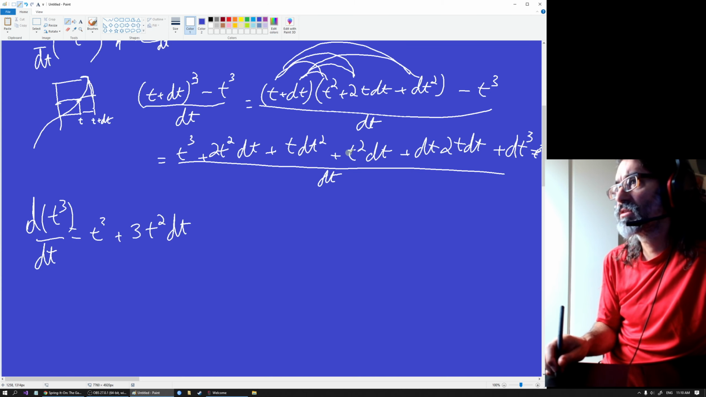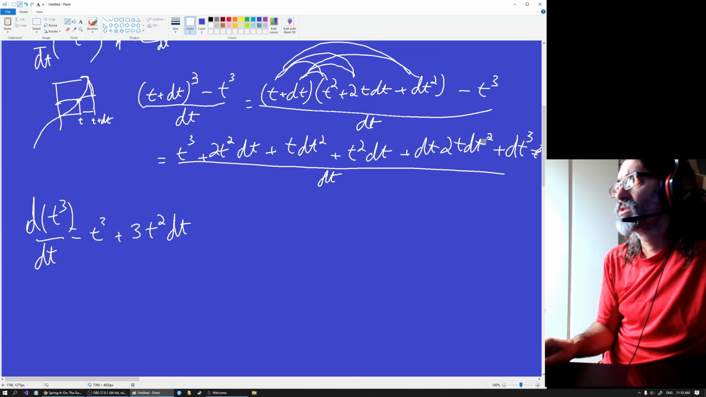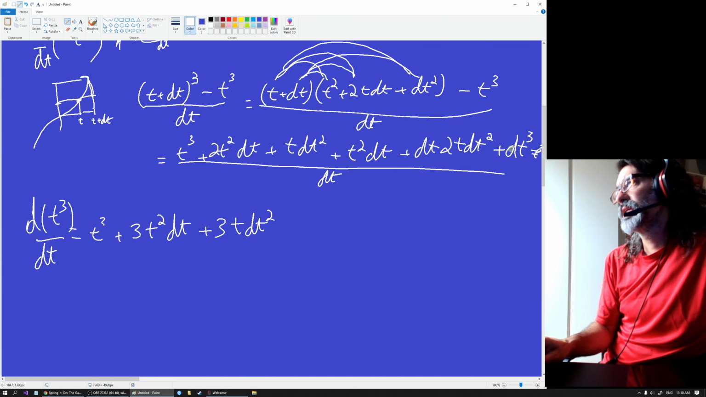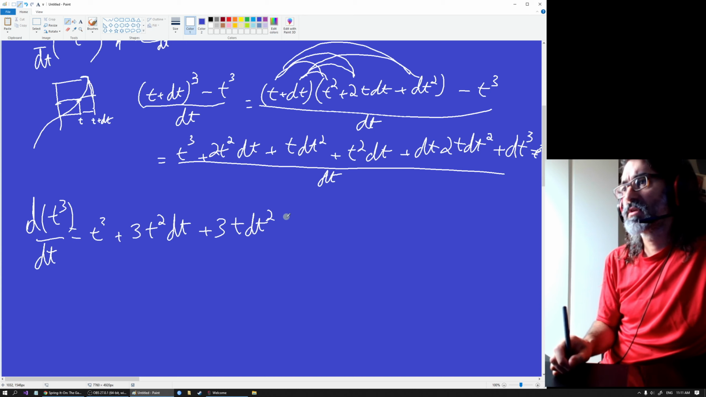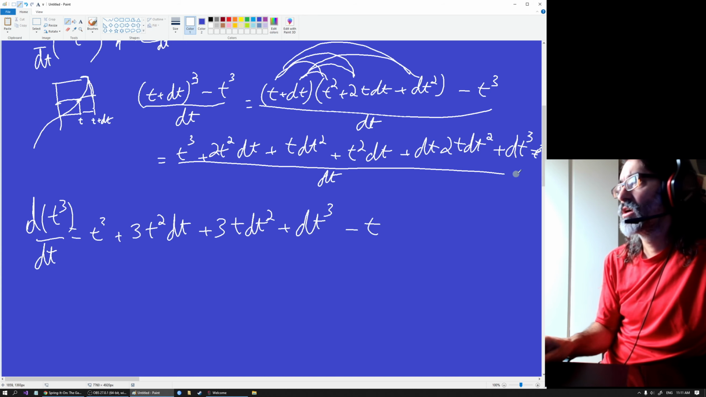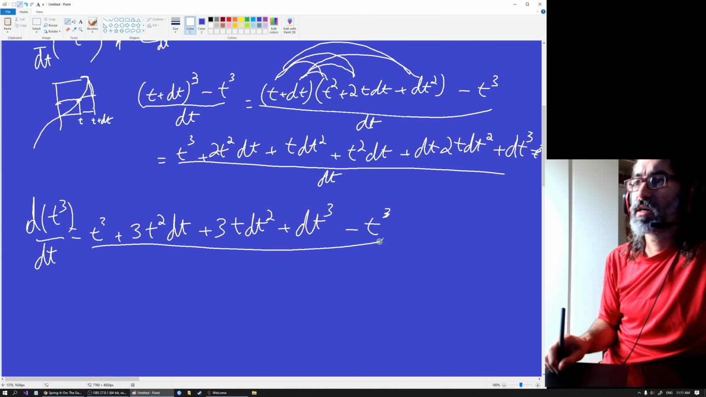That's a t dt^2 probably. Yes, the last one, I forgot the 2 here. So 2 t dt^2 and another t dt^2. So there's also 3 t dt^2, and then finally the dt^3 plus dt^3, then minus t^3, that was this one, and all divided by dt. So that's a derivative of a cubic function.